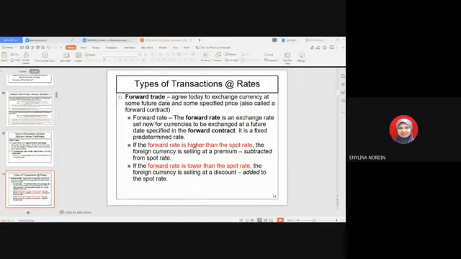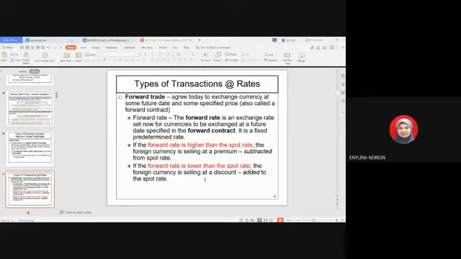If the forward rate is higher than the spot rate, that means the foreign currency is selling at a premium. So that means the bank will subtract this premium from the spot rate. Maknanya dia kena tolak. Kenapa tolak? Sebab kita sebut premium, it will plus, right? It will be added. But in this case, it's the other way around. You can see later on why it is subtracted from the spot rate for the premium.